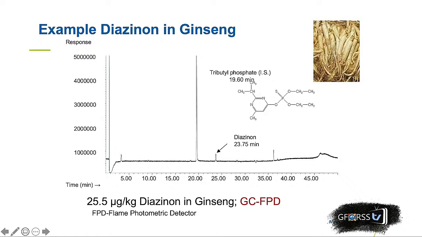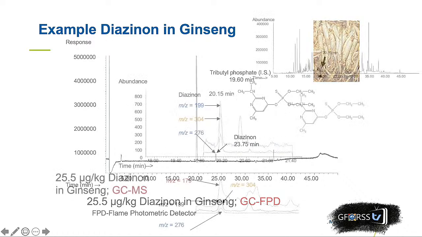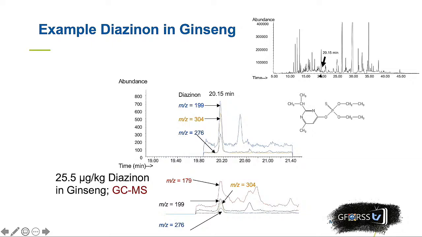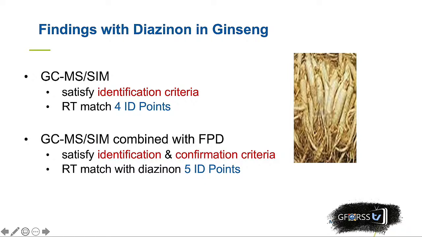In GC with an FPD detector, we have a peak at 23.75 minutes, and our reference standard has a peak at 19.6 minutes. In GCMS, we have a peak in the chromatogram on the top right at 20.15 minutes, and we see the overlapping peaks of our internal standard and ions for diazinon. So, what can we conclude? The GC with 2 single ion monitoring by MS is enough for identification. When combining the results of GCFPD and GCMS with 2 single ions, and observing the matching retention time, then we have a confirmation.